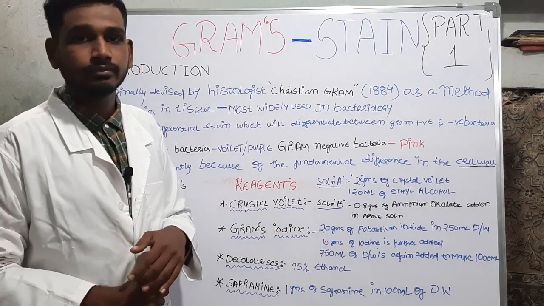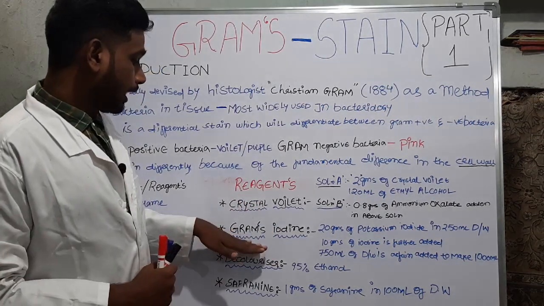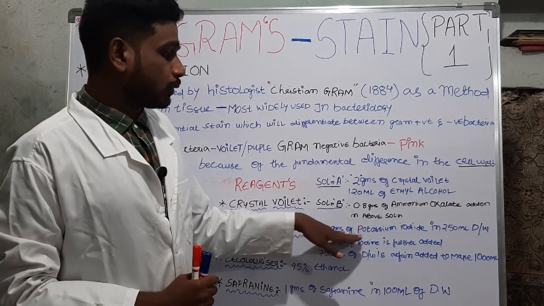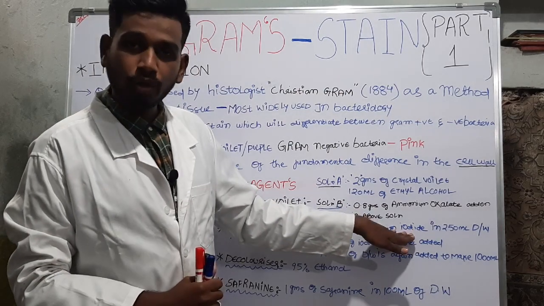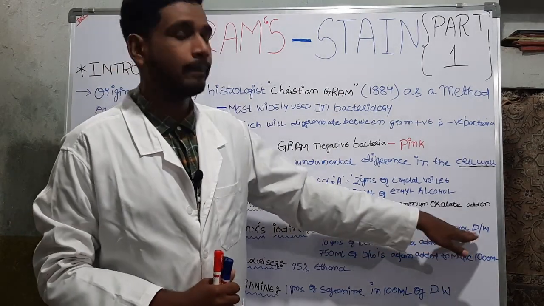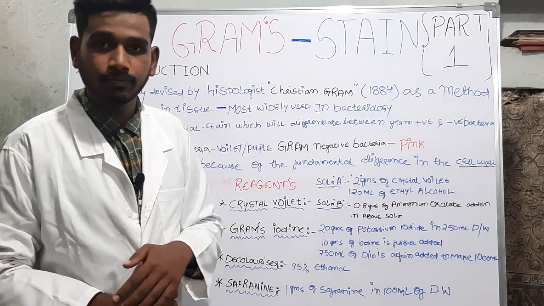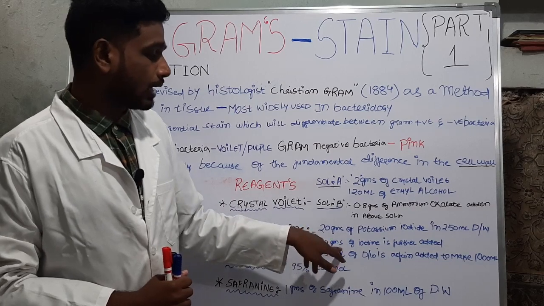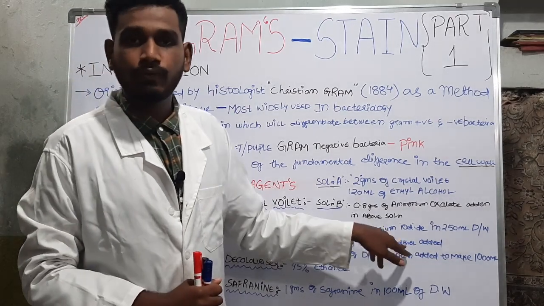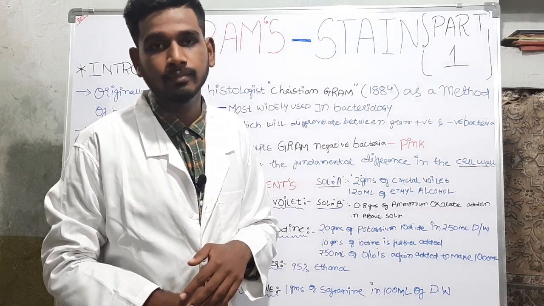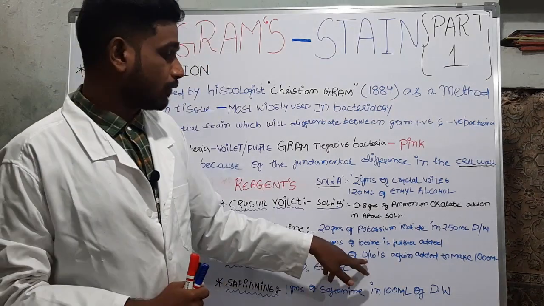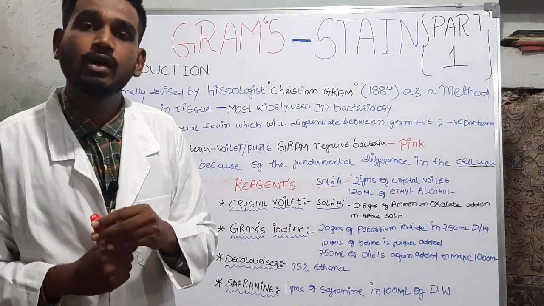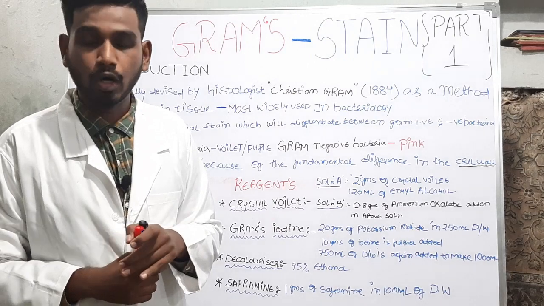To this, if you add 0.8 grams of ammonium oxalate, the crystal violet is prepared. Now we are going to see how gram's iodine is prepared. 20 grams of potassium iodide is dissolved in 250 ml of distilled water. To this solution, we add 10 grams of iodine. Later on, 750 ml of distilled water is added to make up a final volume of 1000 ml.